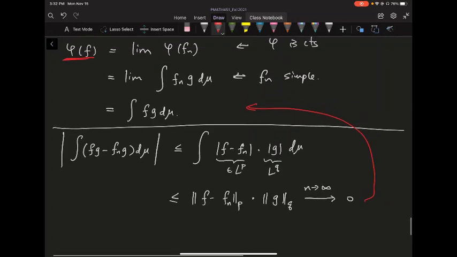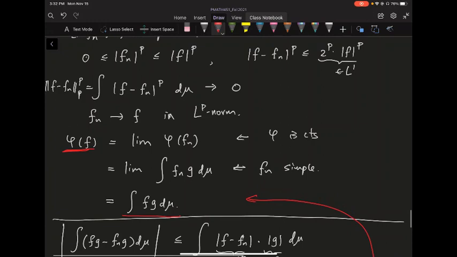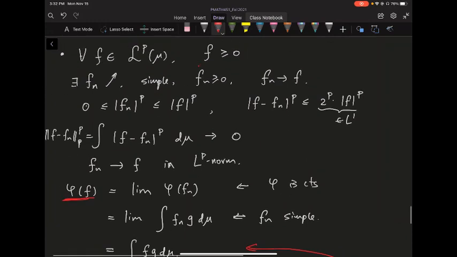So what I have is φ of f is always equal to the integral of fg dμ for all f here. Well, wait a second, I assumed f is only positive. Okay, for all positive f. And for negative f, you just use the linearity. When f is just an L^P function, you take the positive part f plus, and you take the negative part f minus. You do basically the same trick, and the φ map is linear, and the integral is linear, so that's fairly simple.